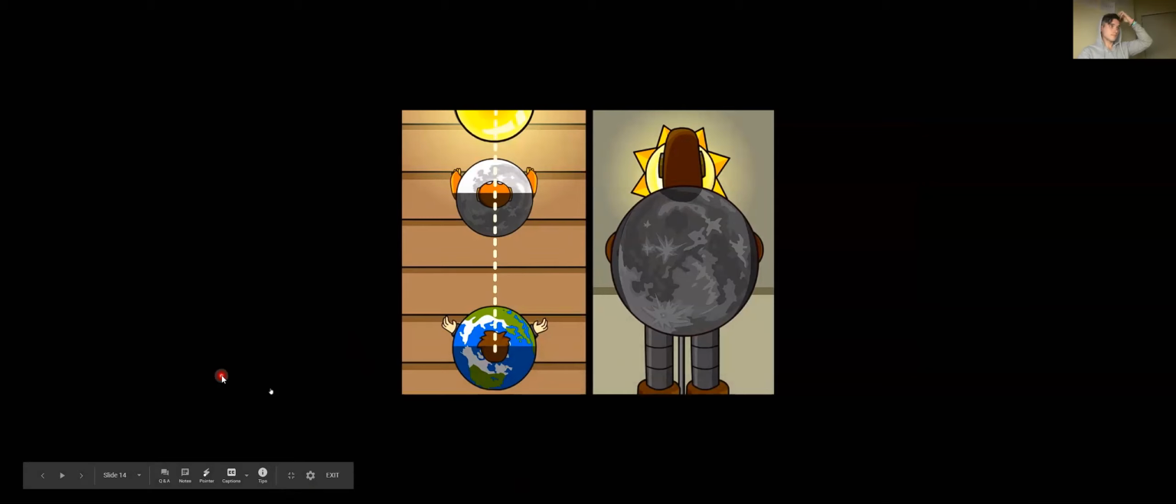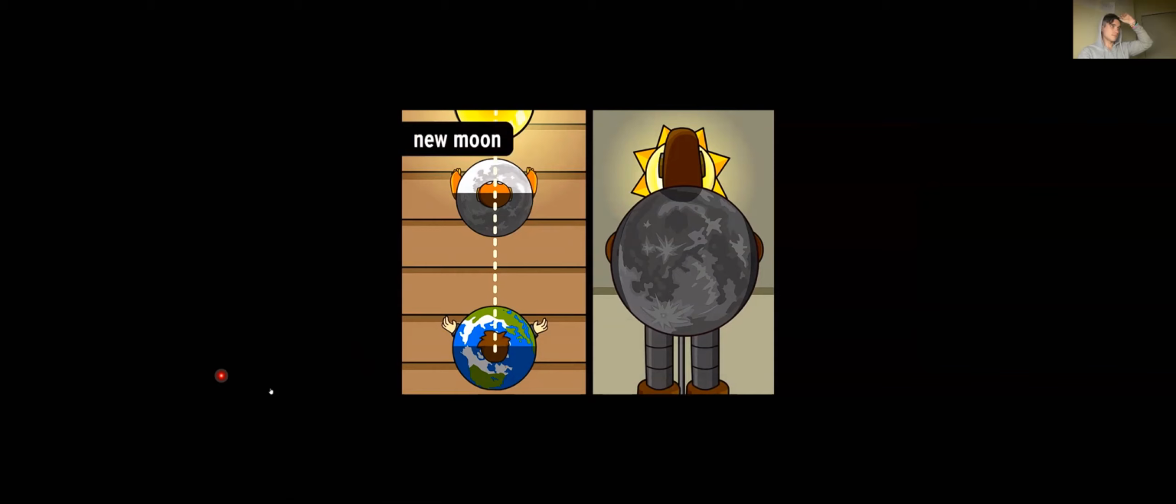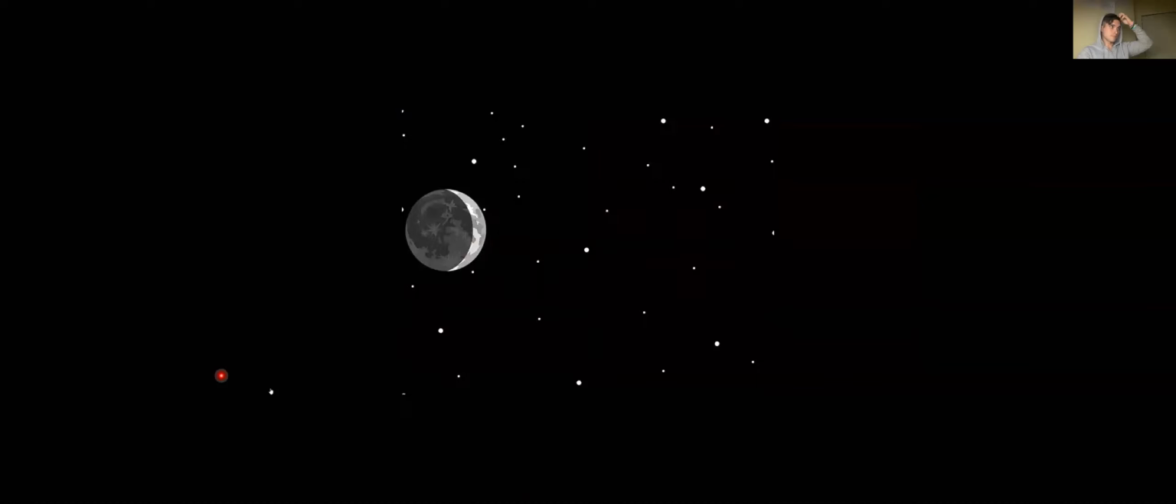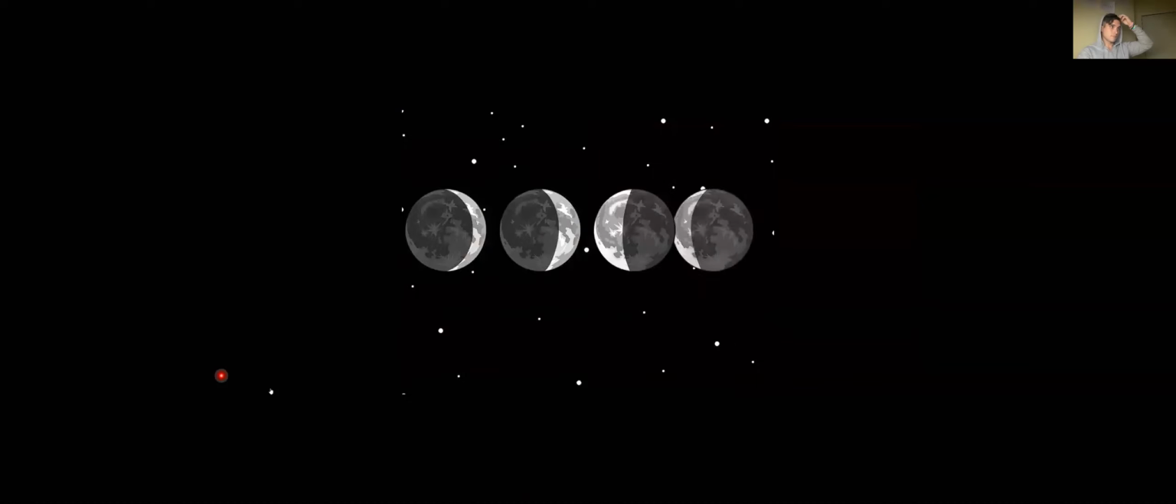When the moon is directly between the Earth and sun, forming a straight line, the entire bright side is facing away from us, so we see nothing at all, or at best, a dark disk. This phase is called the new moon. Right, as you move along in your orbit, more and more of your bright side becomes visible to me. In other words, the moon is waxing. Phases where you can see less than half of the bright side are called crescent moons.